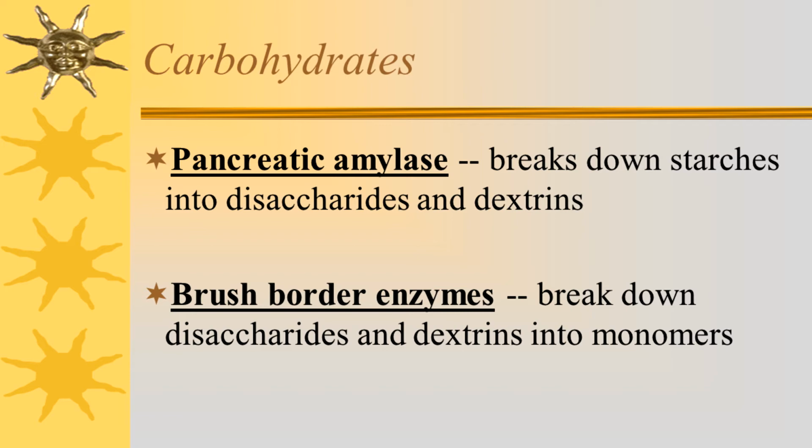Then the 3 brush border enzymes, the disaccharidases, break the disaccharides down into monomers. And these disaccharidases will actually also work on dextrins and eventually break all the carbohydrates down into monomers, which of course would be glucose, galactose, and fructose.